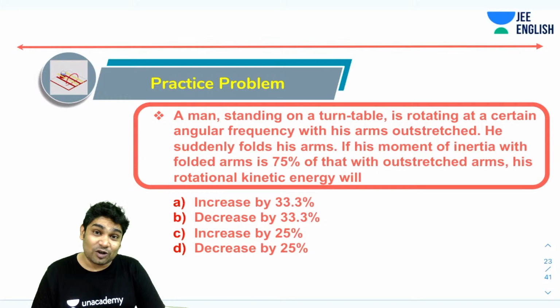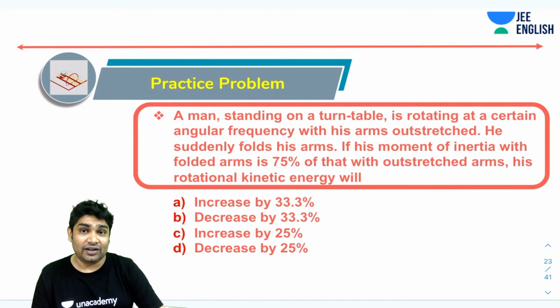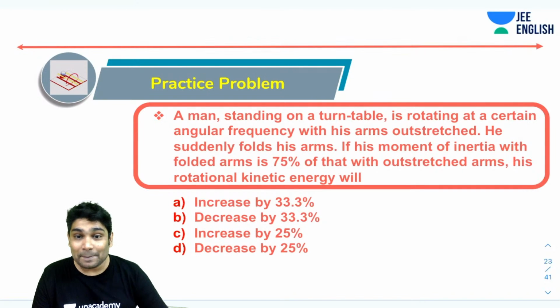Okay, how about this question? Two questions we solved using the tau equals I alpha equation, and by now I hope you know how to use it correctly. In this problem, you've been told a man standing on a turntable is rotating at a certain angular frequency with his arms outstretched. Now he suddenly folds his arms, and if his moment of inertia with folded arms is 75% of that with outstretched arms, then the rotational kinetic energy will be.